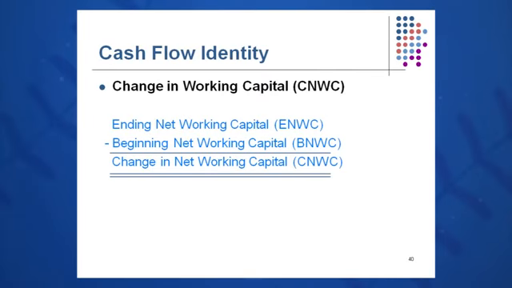Finally, change in net working capital is simply current assets minus current liabilities ending, and subtract from that current assets minus current liabilities beginning, and that will show how much money, how much cash, you have tied up in working capital.